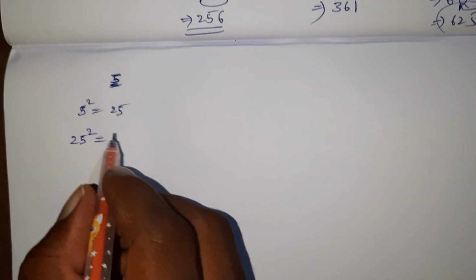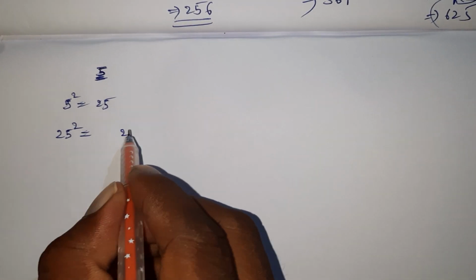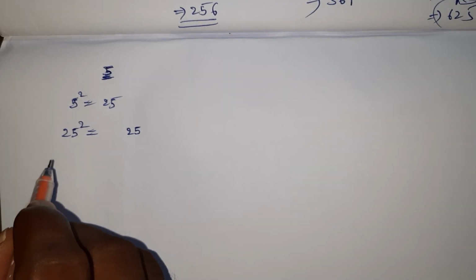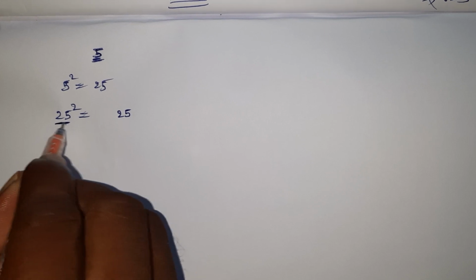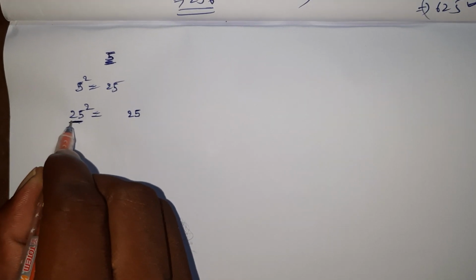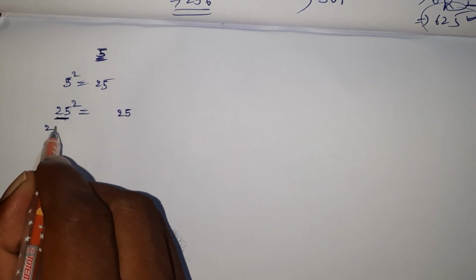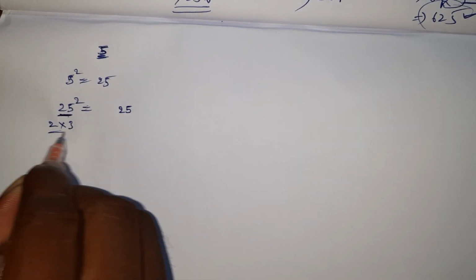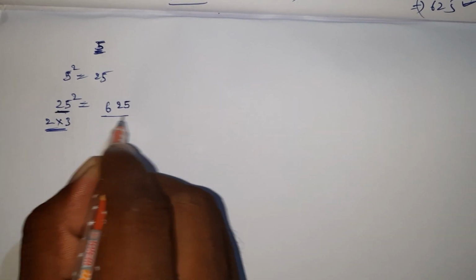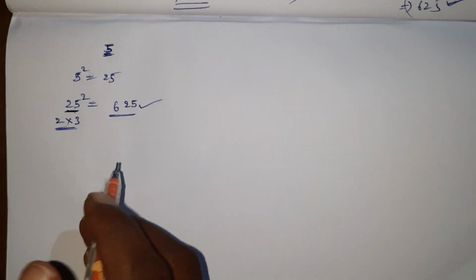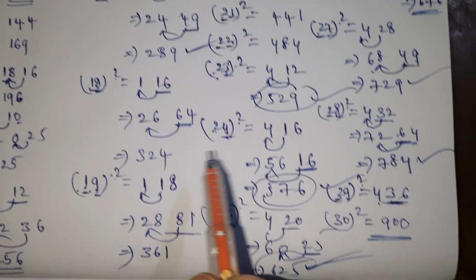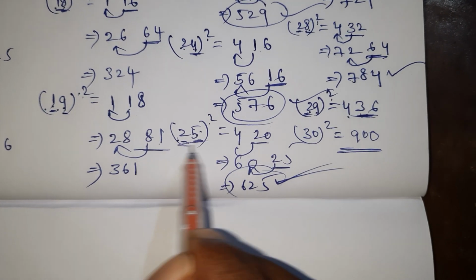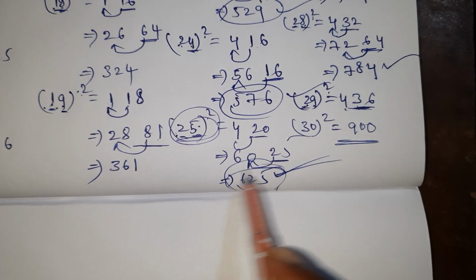25 square means, see here, keep 25 as it is, and in the tens place, in 25 the tens place number is 2. 2's next number is 3. So 2 into next number 3, 2 3s are 6. So 625 is the answer, 25 square. So if you observe here, 25 square, how much? See here, 25 square is 625.